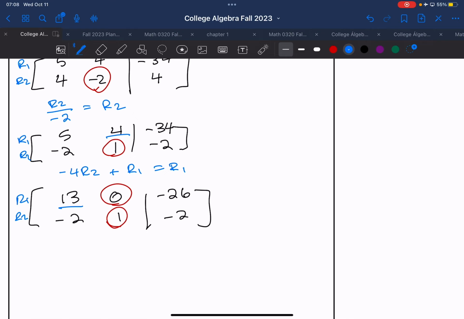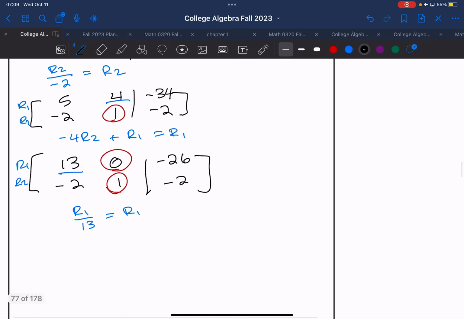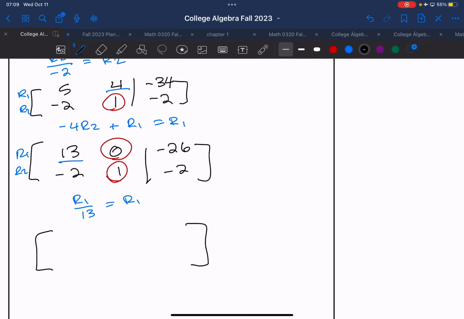Yep, divide that row by 13. So we would do row 1 divided by 13 is going to give us our new row 1. So which row is staying the same? The bottom one. Good. So in the top one, we're just dividing each one by 13. So 13 divided by 13 is 1. 0 divided by 13 is 0. And then negative 26 divided by 13. Negative 2. Okay. So what's our last step here?